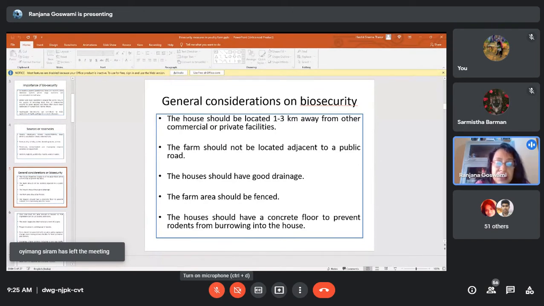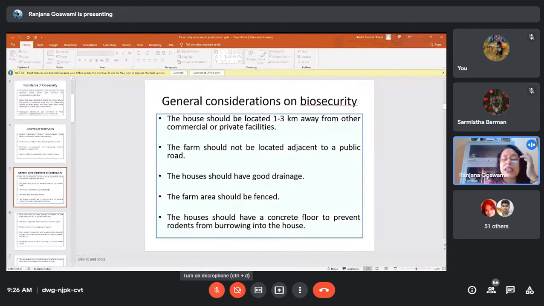The farm area should be fenced. You should have a fencing so that predators are not going to enter into the farm. The houses should have a concrete floor to prevent rodents from burrowing into the house. So that is very important. Always the floor should be made of concrete. Not only do rodents burrow into the house, a concrete floor is also easier to keep clean. You can easily clean a concrete floor with water. You can do scrubbing. You can also whitewash it with lime. So a concrete floor is very much important. But whenever you have a concrete floor, if there are any holes or cracks, then you have to repair them immediately.